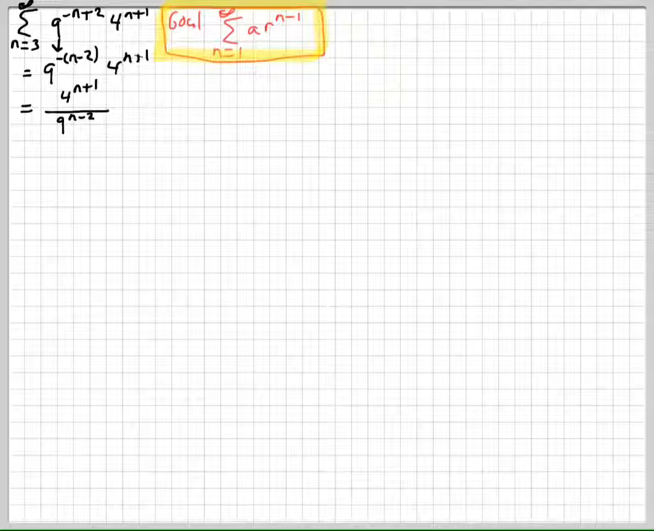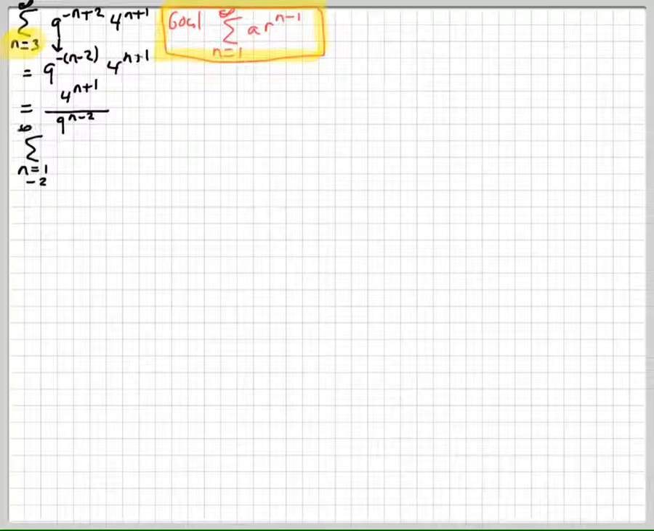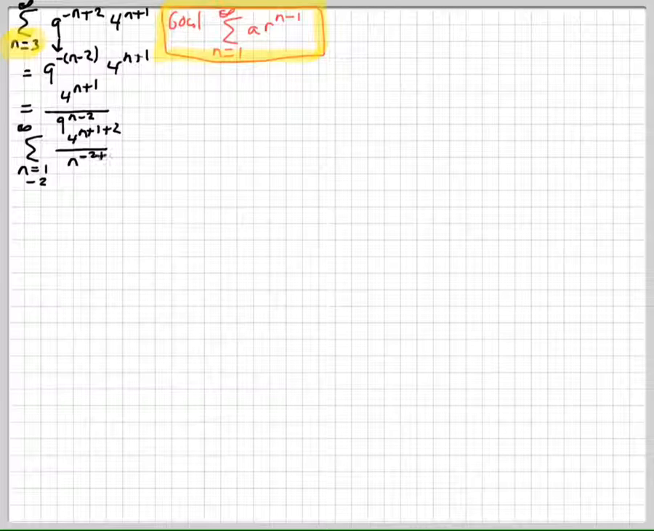But the first thing we need to do is we need to resolve that this n equals 3. We need to subtract two of those values, right? So we need to make it n equals 1. So I will write it one more time here. Since I subtracted 2 to get to that, I'm going to add 2 to my index over here. So we have 4 to the n plus 1 plus 2, and we have n minus 2, and we're going to add 2 to that one as well. So let's just clean that up real quick.